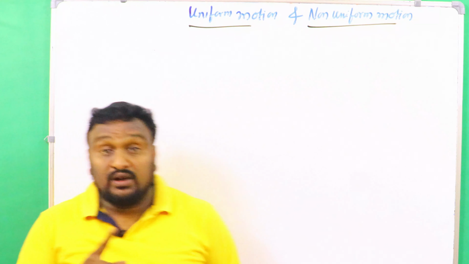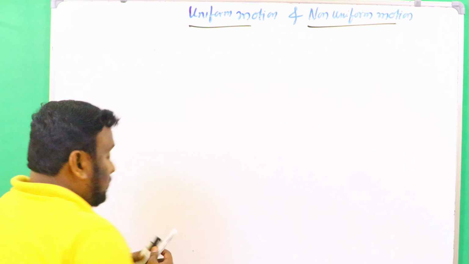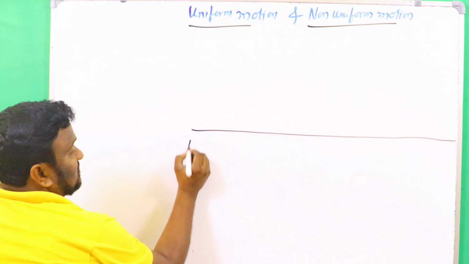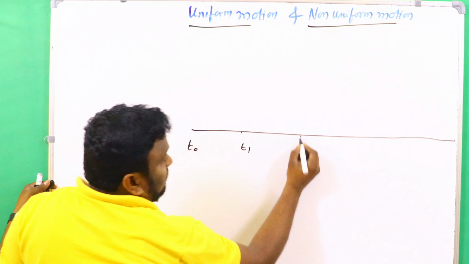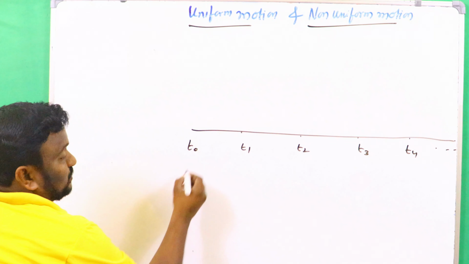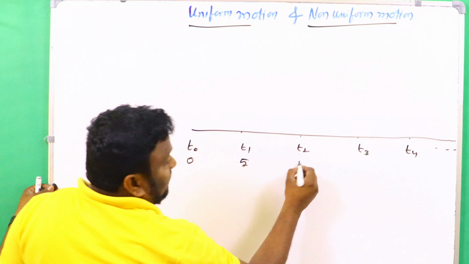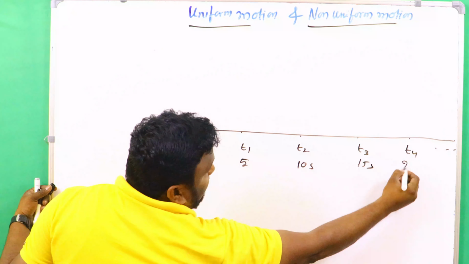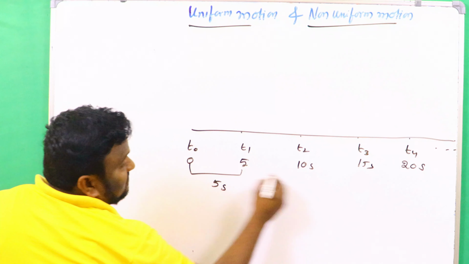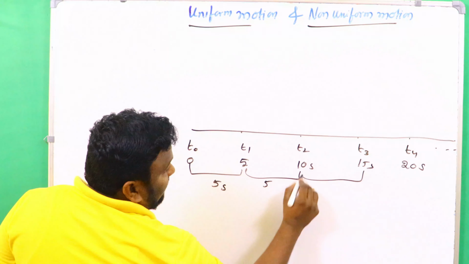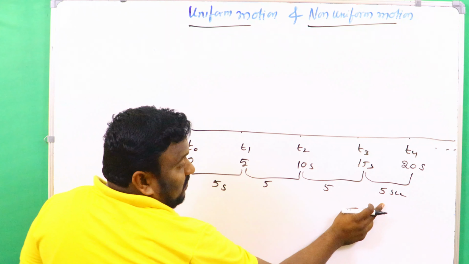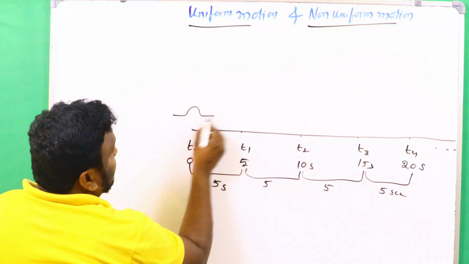If the body covers unequal distances in equal intervals of time, that is called non-uniform motion. Let's see again, the same example. This is T0, T1, T2, T3 and T4 and so on. So we take 0, 5 seconds, 10 seconds, 15 seconds and 20 seconds. How much is each time interval? 5 minus 0, 5 seconds. 10 minus 5, 5 seconds. 15 minus 10, 5 seconds. And 20 minus 15, 5 seconds. So we are taking equal intervals of time.